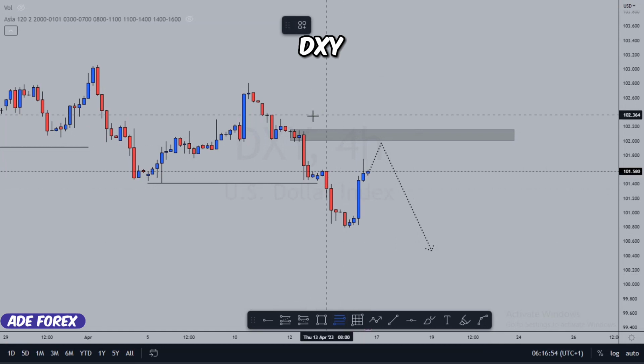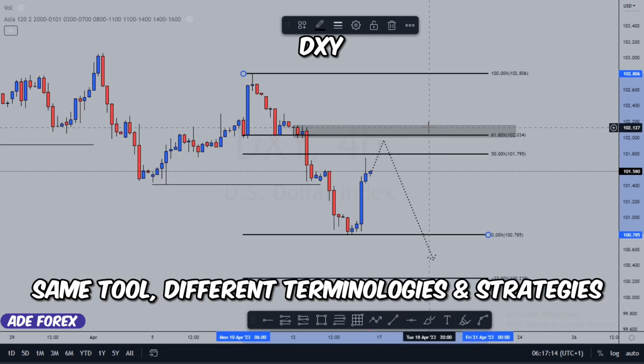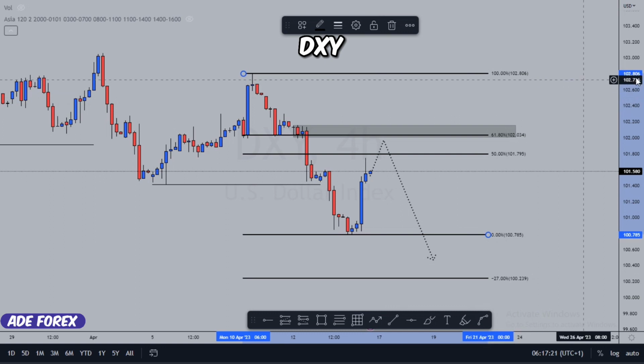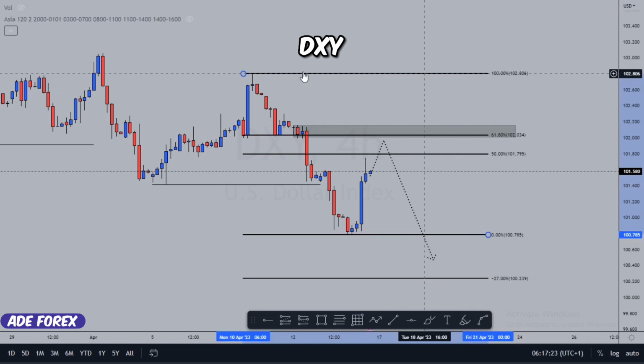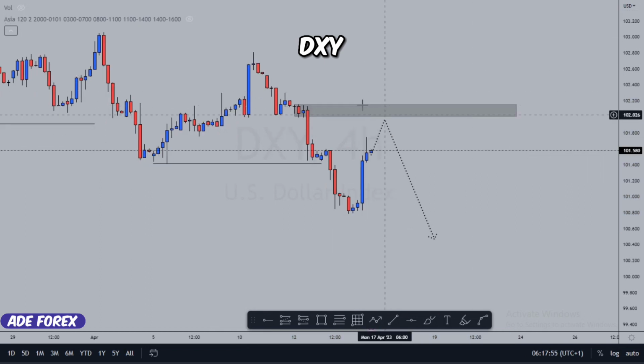Also incorporating the Fibonacci tool, we can see that the imbalance, the fair value gap, is actually around the golden zone. The ICT concept also uses the Fibonacci, but they call it the optimal trade entry, the OTE. So as you can see here, using the Fibonacci, the golden zone aligns with the fair value gap. So this is kind of a high probability trade. This is basically what I am anticipating for in the coming week.